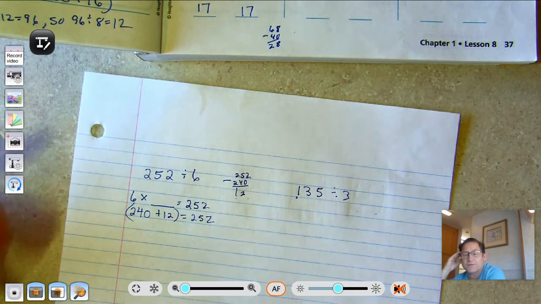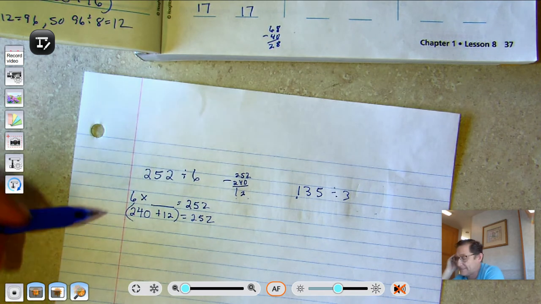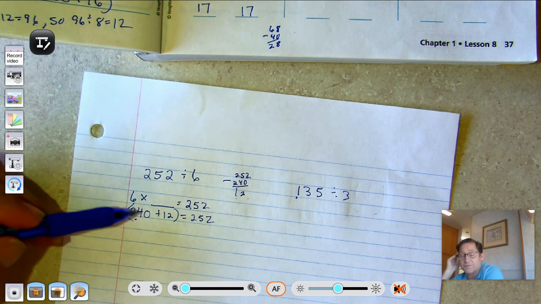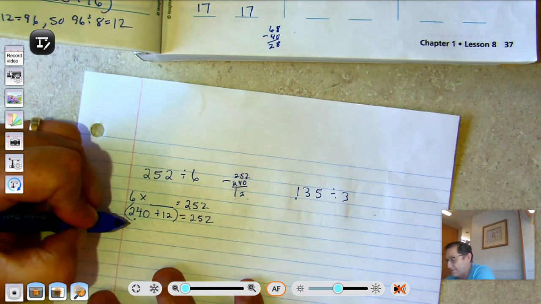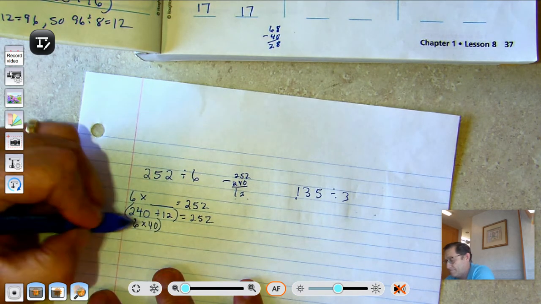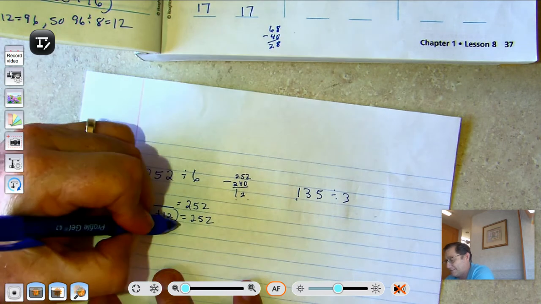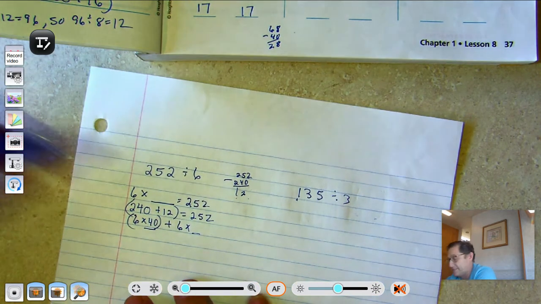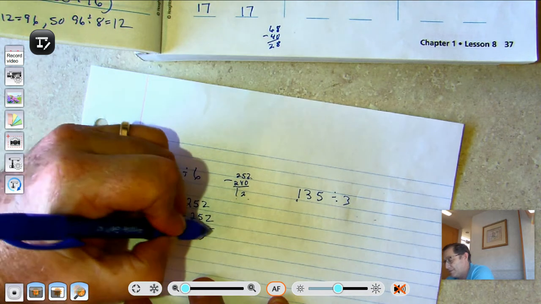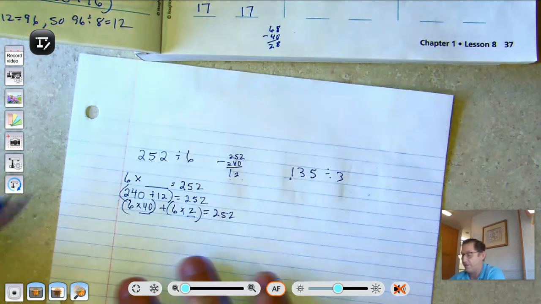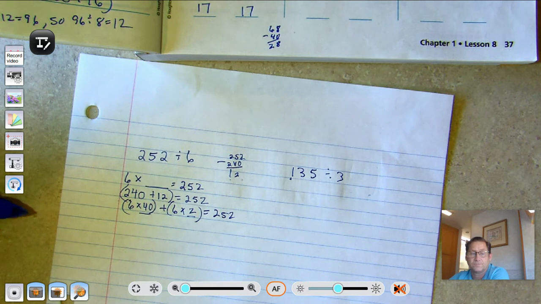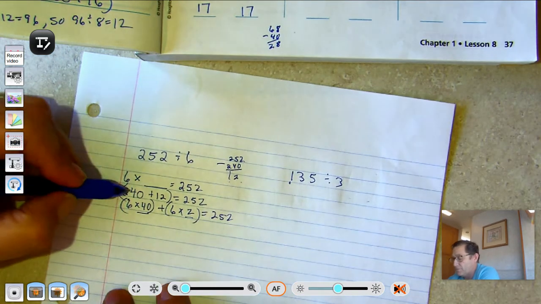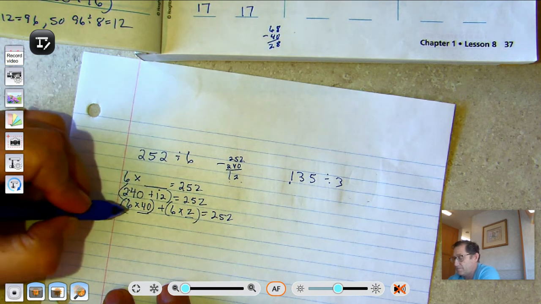Well, guys, what's 6 times 4? 6 times 4 is 24. So 6 times 40 is 240. Plus 6 times what is 12? 6 times 2. So if we add those two products together, we should get 252. Okay, 240 plus 12, 252.